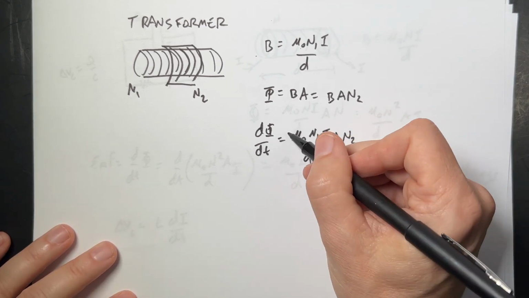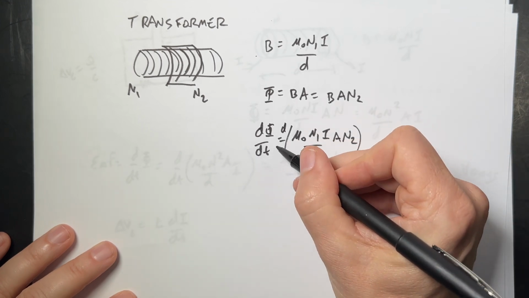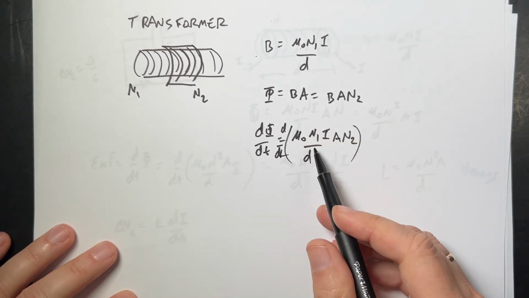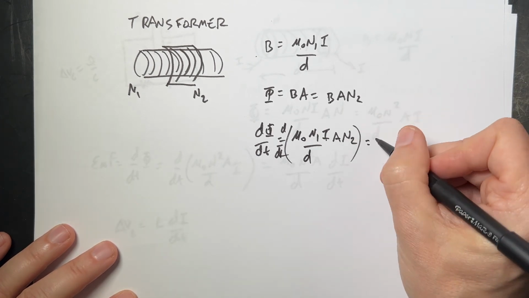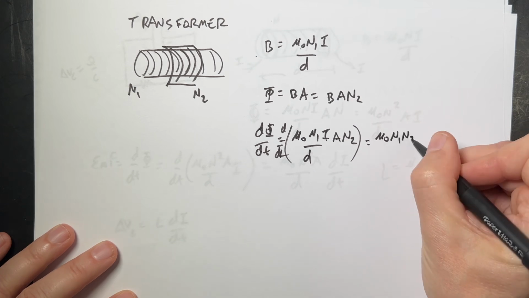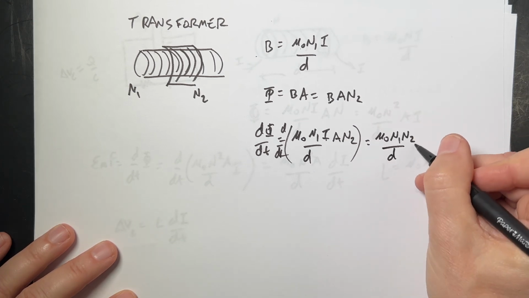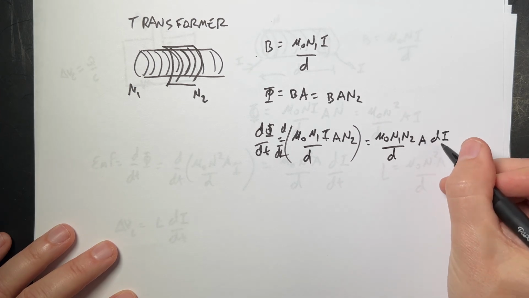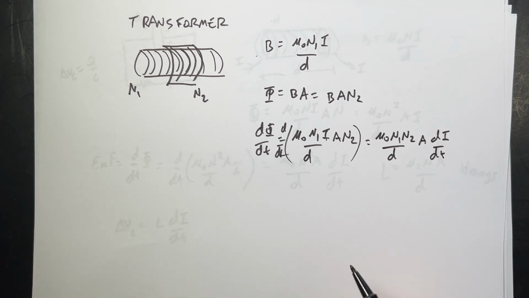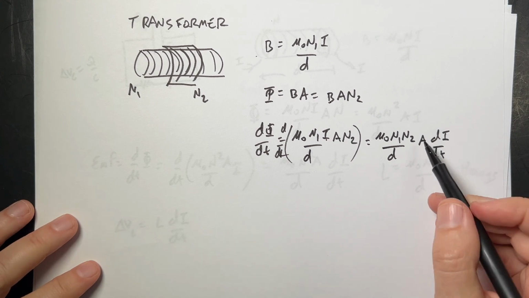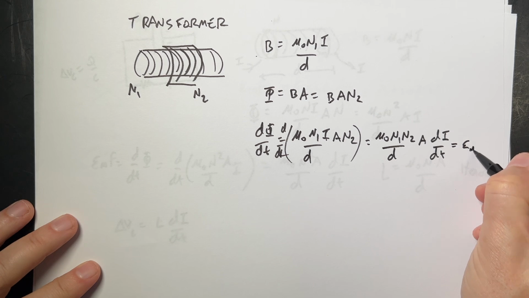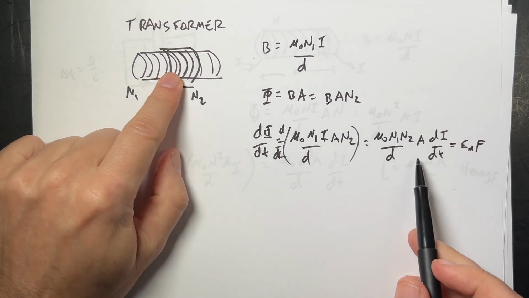And, oh, I got to take the derivative of that. Sorry about that. Well, the only thing that changes with time is the current, so I can write this as mu naught N1 N2 over D A di dt. And this is the EMF. That's the EMF around this loop.